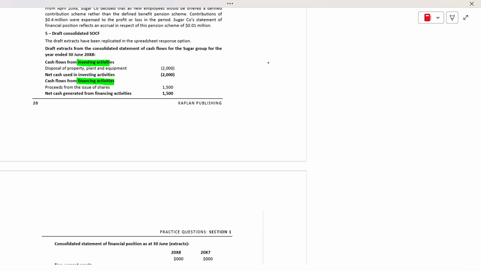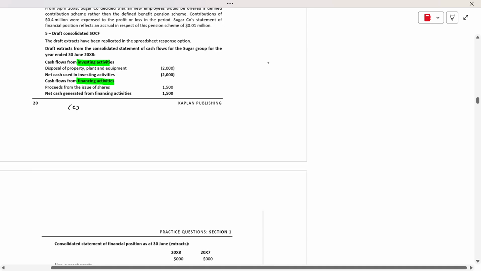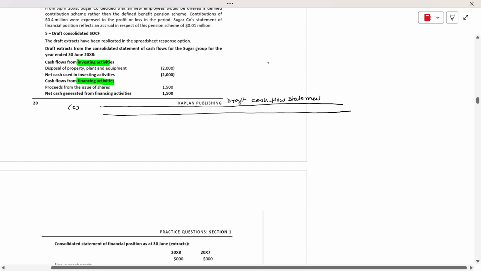Okay, I am putting this in the C. This is the draft cash flow statement. I need this in Excel. Okay, this is in Excel. It is a big one. You put it like this. The last column will be the total.